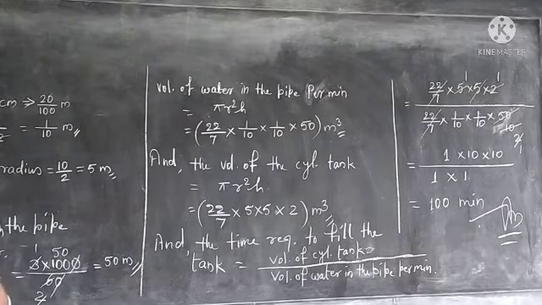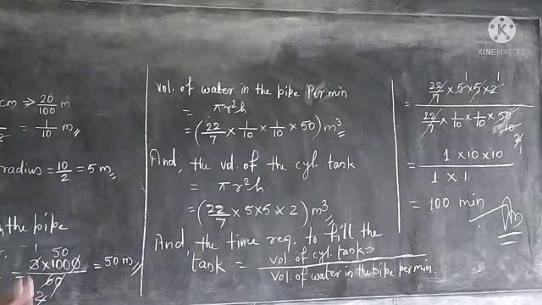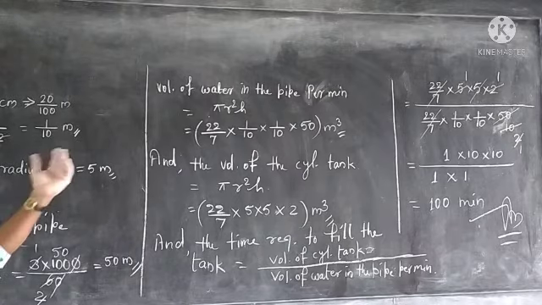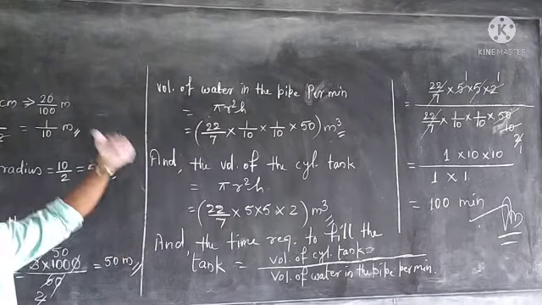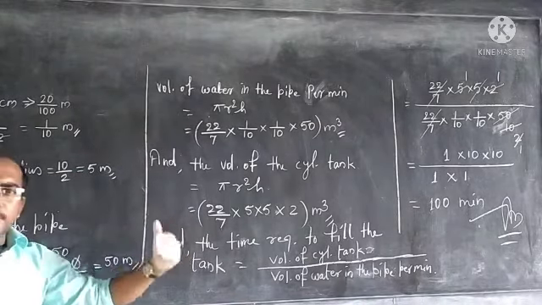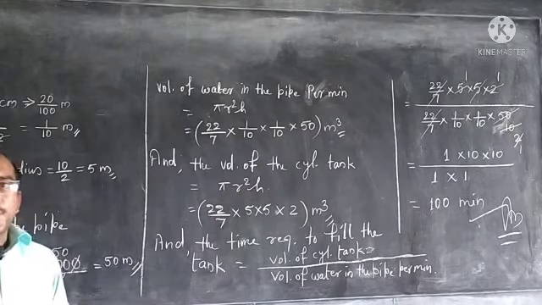Once more, let me summarize the whole solution. What did we do in that? Diameters were given in different units, so we converted all the units into the same unit, meter. Then we calculated how much water is flowing through the pipe in 1 minute. Then separately we found the volume of the tank and the volume of water in the pipe, and then divided the volume of the tank by the volume of water in the pipe per minute, and we found the answer very easily.